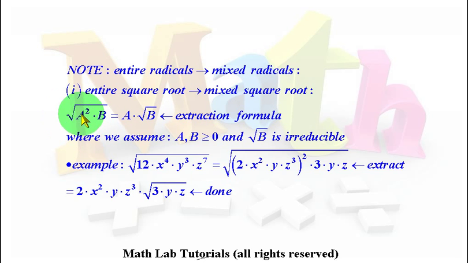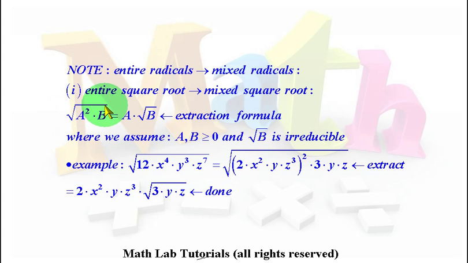We have the square root of a squared dot b. Of course, a squared is a perfect square, so the square root of a squared is just a. We can bring it outside, and we get a dot the square root of b. I call this the extraction formula because essentially we're extracting the a from the jail.